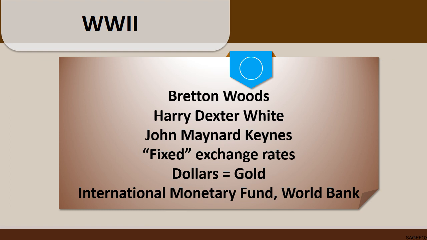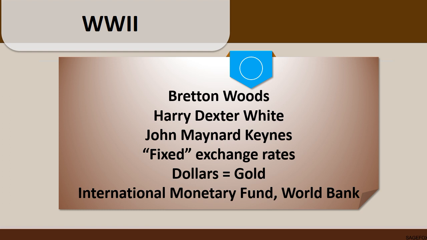So the countries that are going to win all get together in a little town in New Hampshire called Bretton Woods, and they create an agreement which we call the Bretton Woods Agreement, strangely. The head of the American delegation to this conference, and one of the two people who set it up, is this man named Harry Dexter White. He's the number 2 person in the Treasury Department.